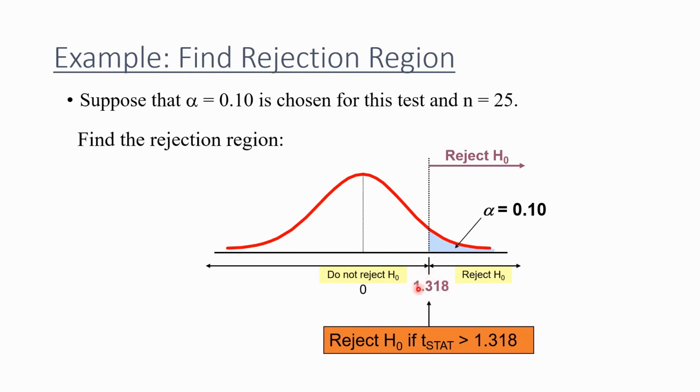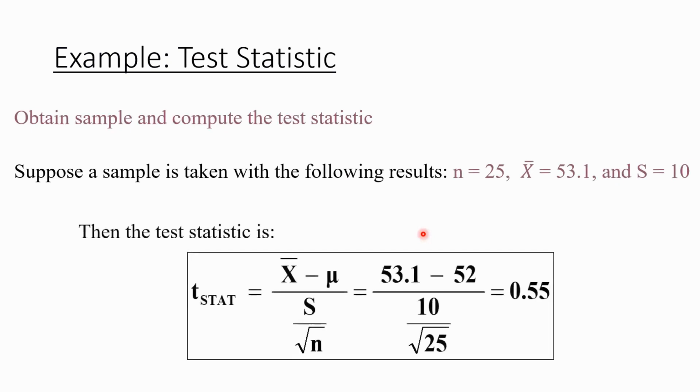If the calculated t-test statistic is greater than this particular value, or in this case, if it's here in the shaded region, you reject your H0. If it is less than this particular value or somewhere here, you do not reject your H0. So let's calculate that particular value. And when you calculate your t-test statistic, you would get 0.55.